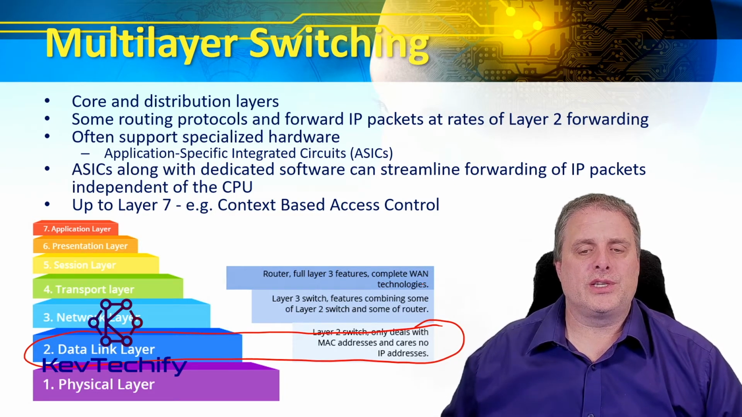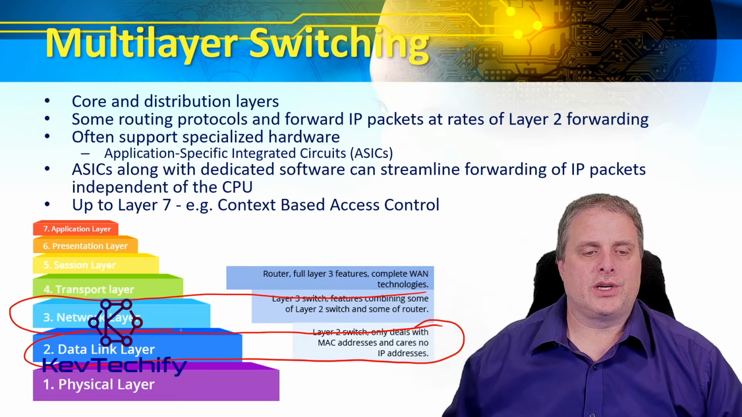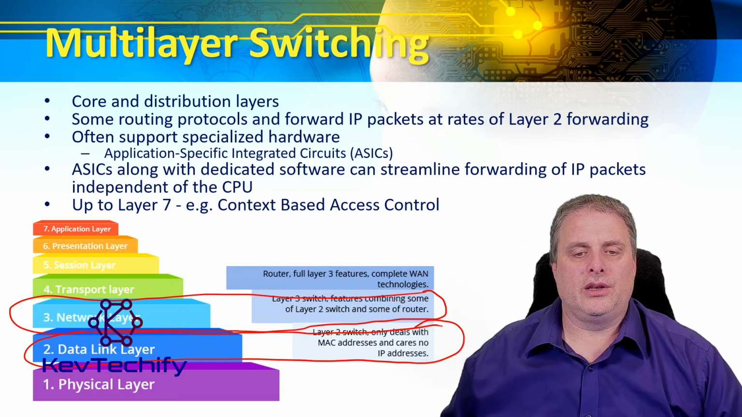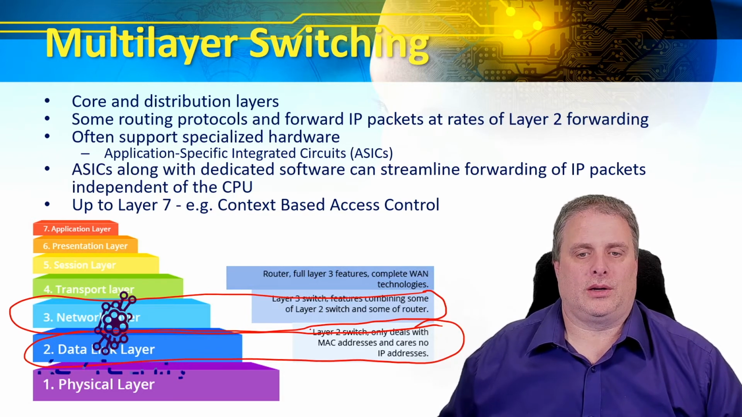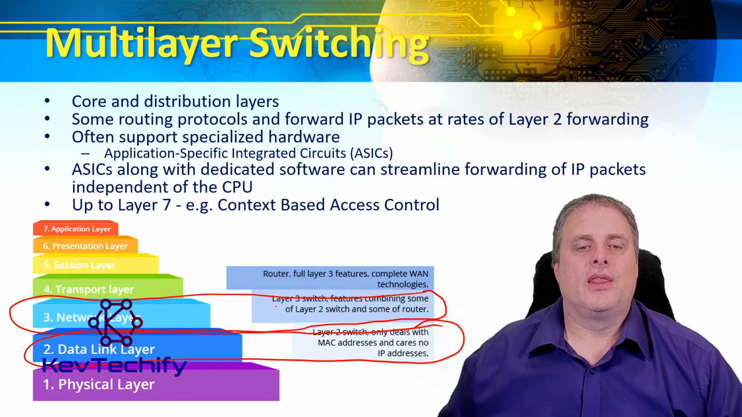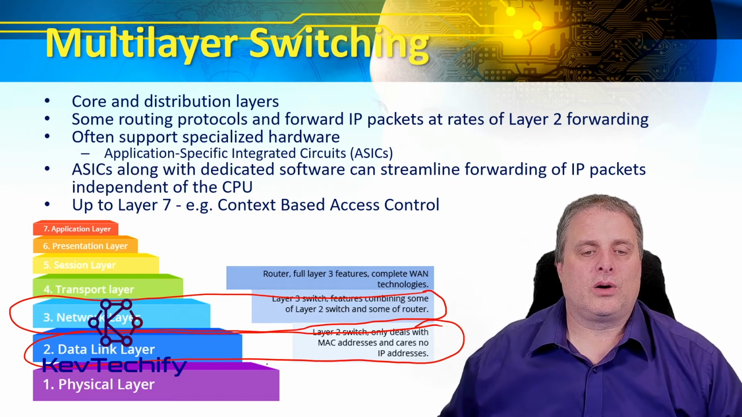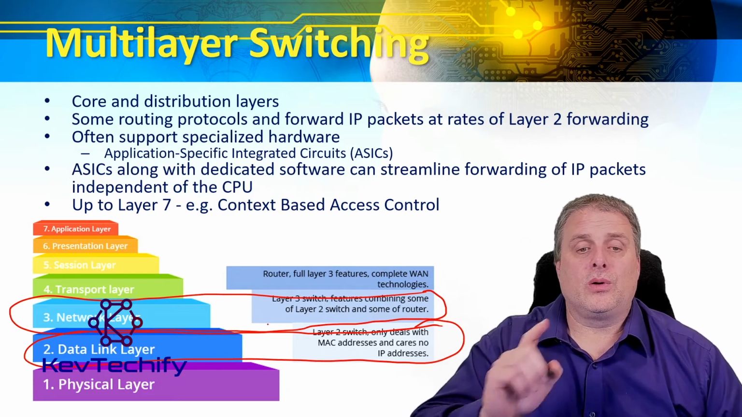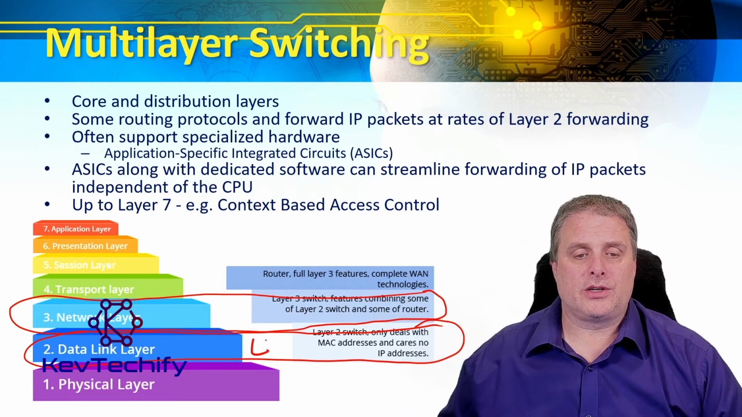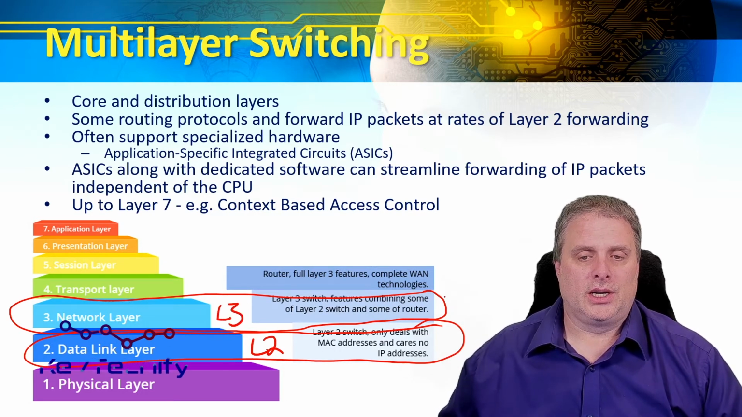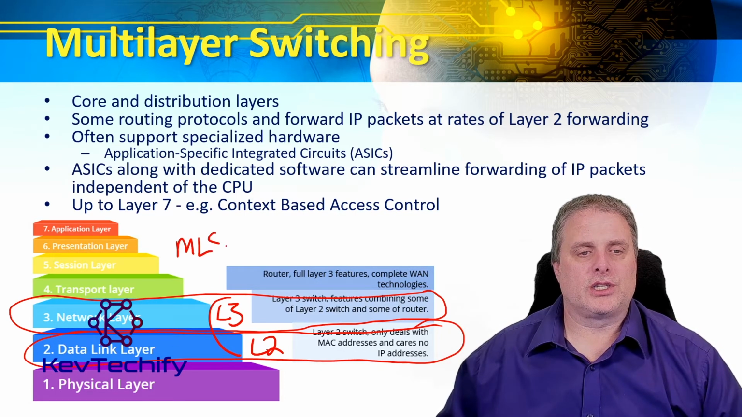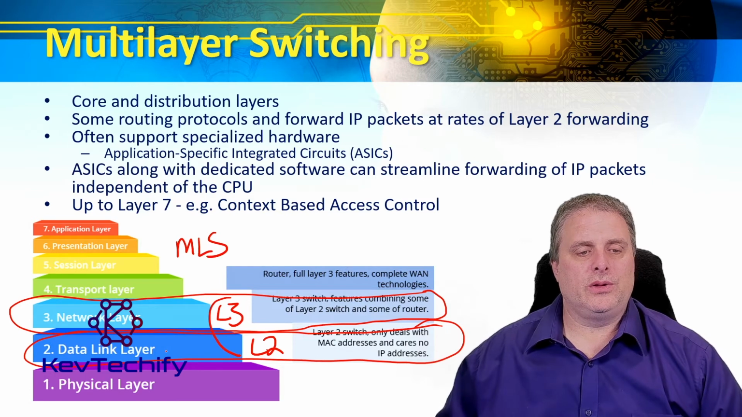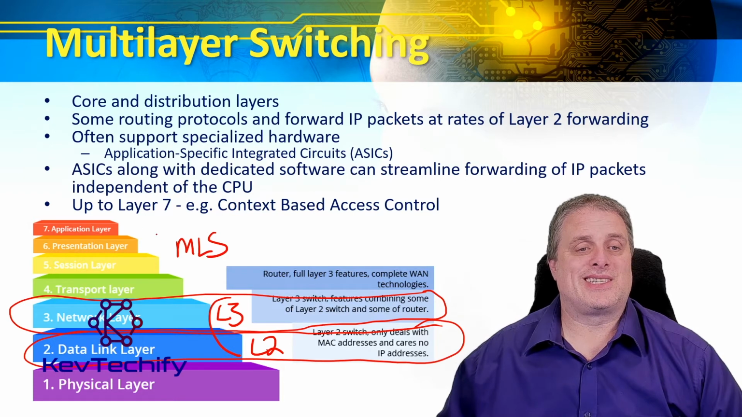We have layer 3 switches. These layer 3 switches not only can do the layer 2 switching using the MAC addresses, but they can do routing. Some of the features of your router, they can do that. They can combine this into another device. So this was a layer 2 switch. This is a layer 3 switch that does both of these. Now we can start looking at multi-layer switches. Multi-layer switches not only do the functions of layer 2 and layer 3, but they can do functions in layers 4, 5, 6, and 7.